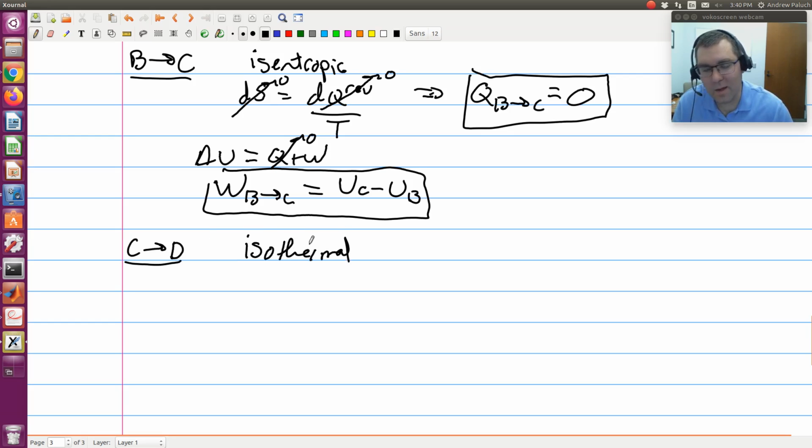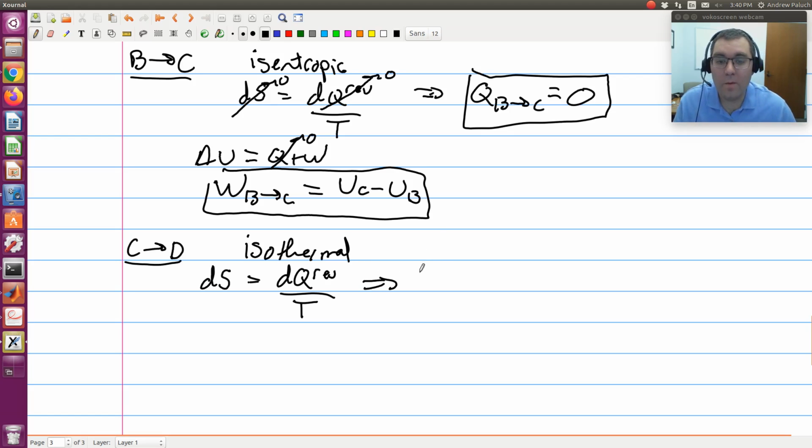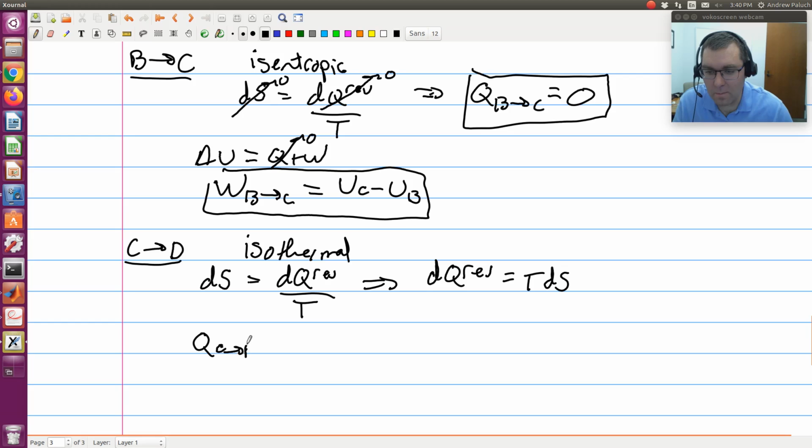So our analysis is going to be identical to A to B. I start with dS, which is dQ reversible over T. Therefore, dQ reversible is equal to TdS. So my reversible heat exchange, which for this case would be the heat exchange in going from C to D, is isothermal, temperature is constant, so this would be T times the integral from C to D of dS.